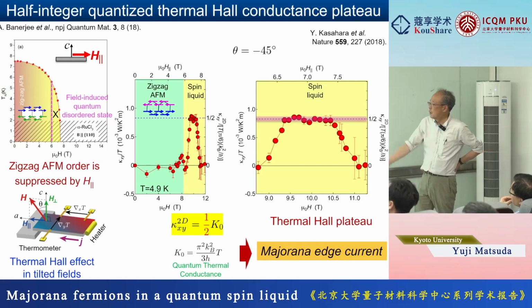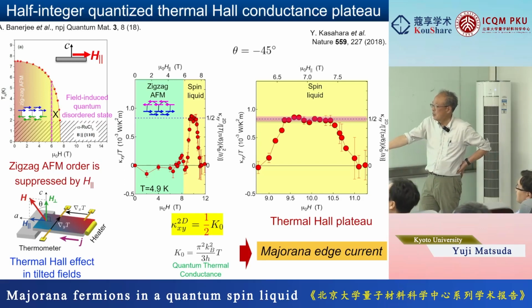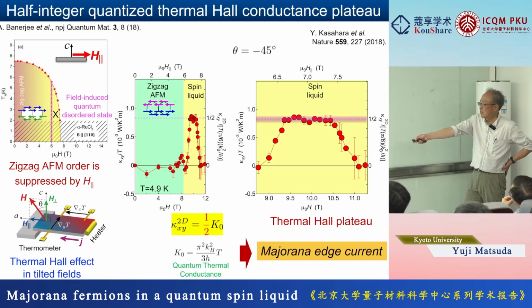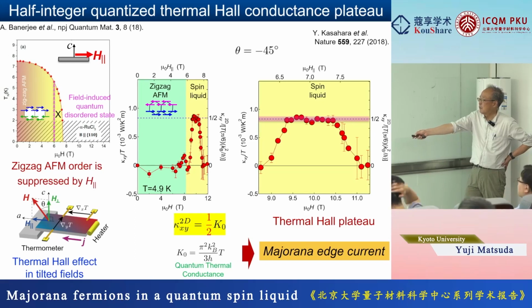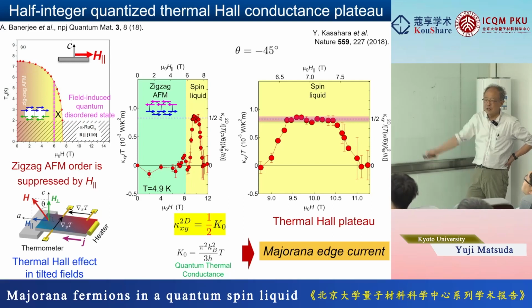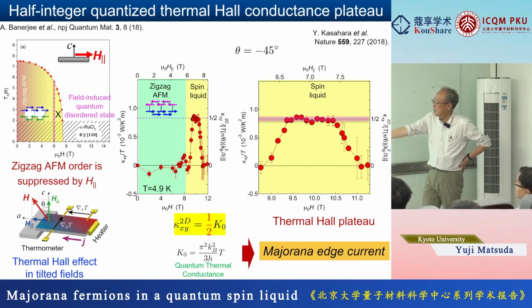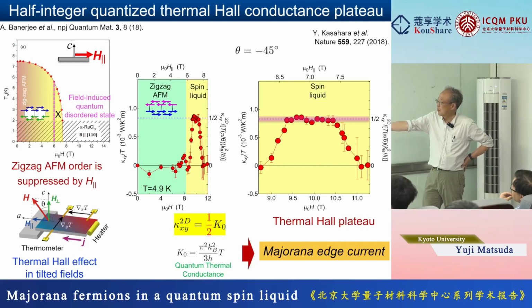To clarify this point, we measure the thermal Hall effect in a tilted magnetic field. In this case, the magnetic field parallel to the ab plane suppresses the magnetic order. Here is the field dependence of the thermal Hall effect, kappa xy divided by temperature as a function of magnetic field. The magnetic field is applied 45 degrees tilted from the ab plane. In this paramagnetic state, the thermal Hall effect is very small. But upon entering the spin liquid state, the thermal Hall effect is strongly enhanced.